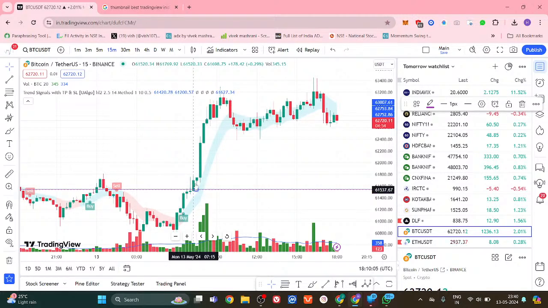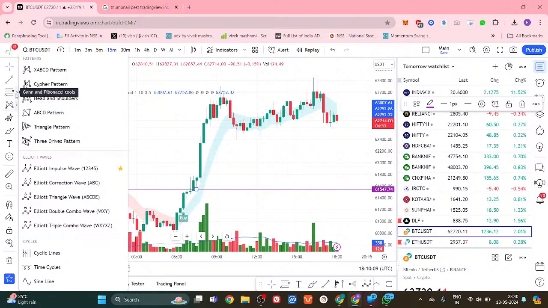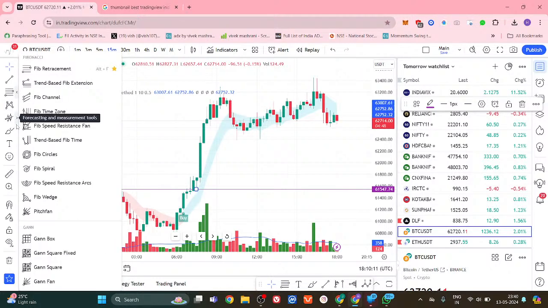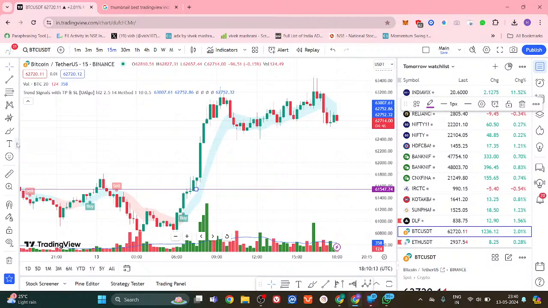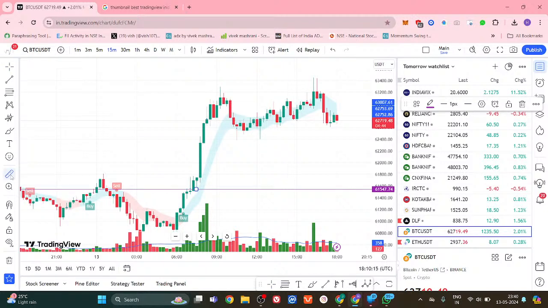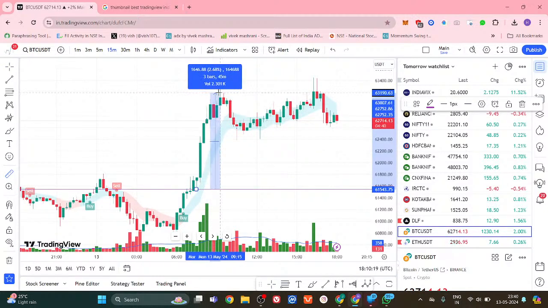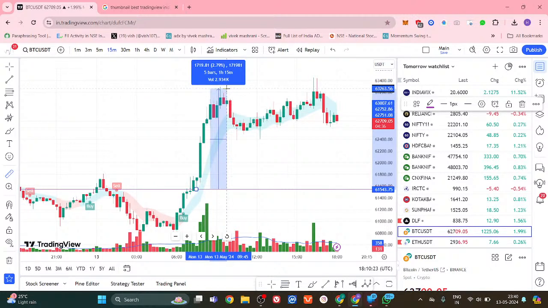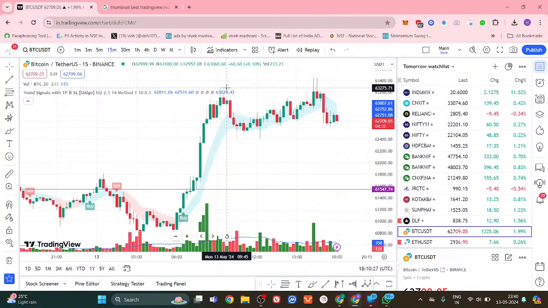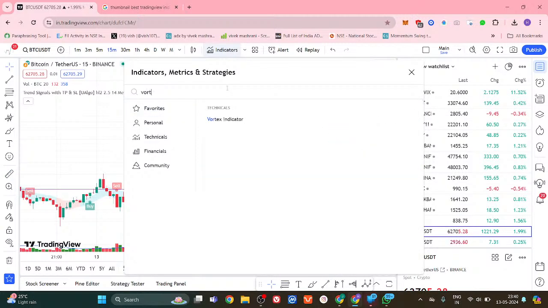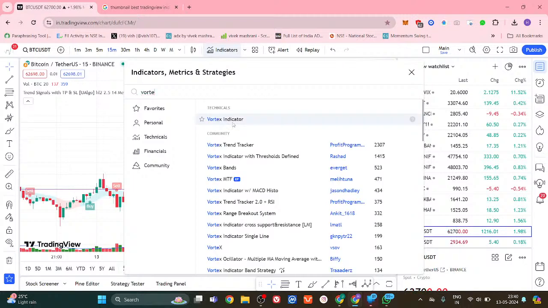Now you can see how many points we could gain here. Let's look at the points. We were almost able to gain about 3%. I'm talking about the high. Now, for an additional confirmation, type vortex indicator.